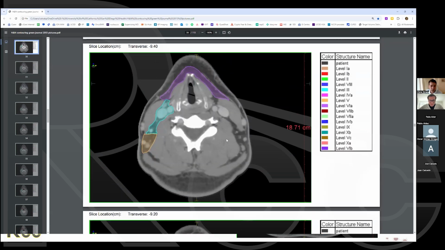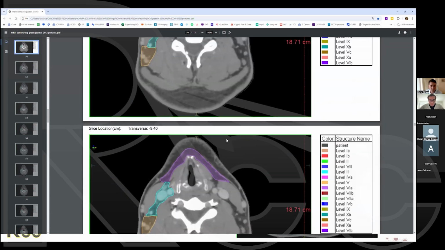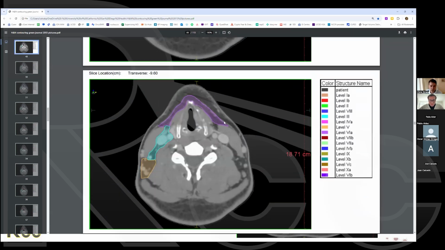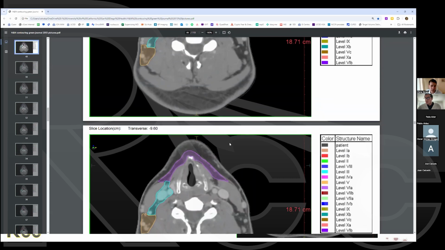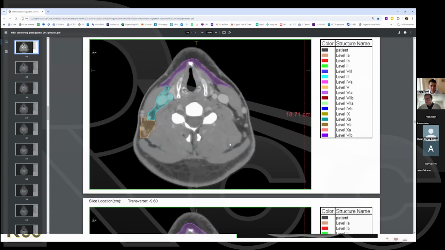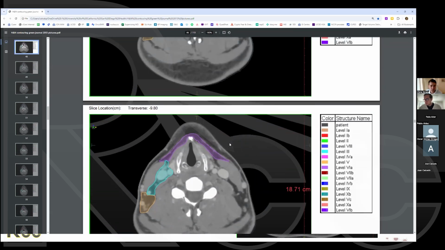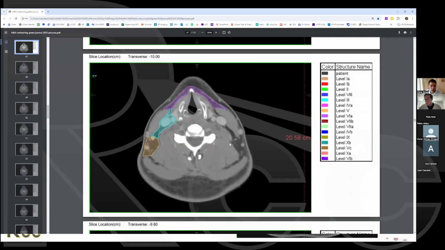So you can go down here, you can see this remains very straightforward. You could almost, for a lot of patients, just take a 5-ish millimeter brush and go across like this, and that basically gets you level 6A. That's quite straightforward to contour.